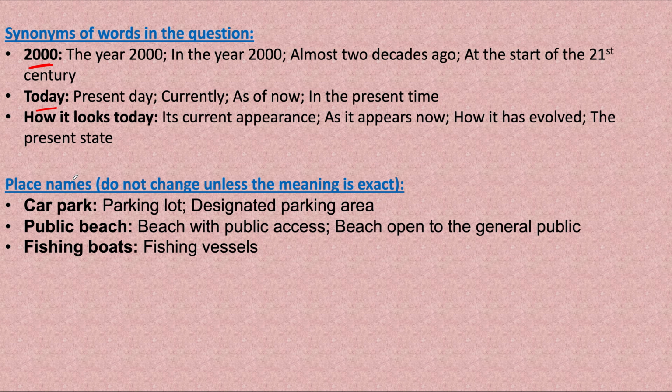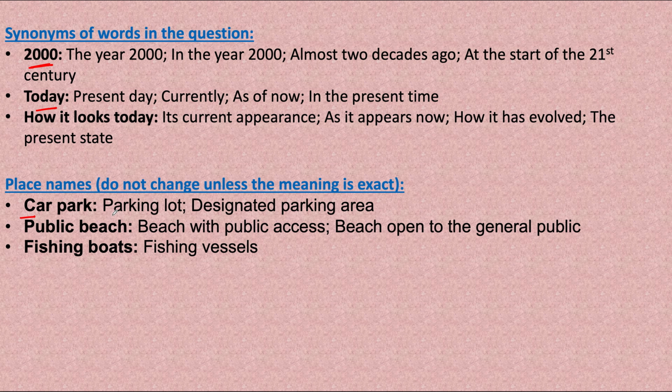Do not change the names unless the meaning is exactly the same. It is always better to leave the names of places and the categories in the graph and the maps that you have as it is, until and unless you are 100% sure that the meaning will not change with any changes you make. So, in this case, these are some of the changes that I feel I can make.